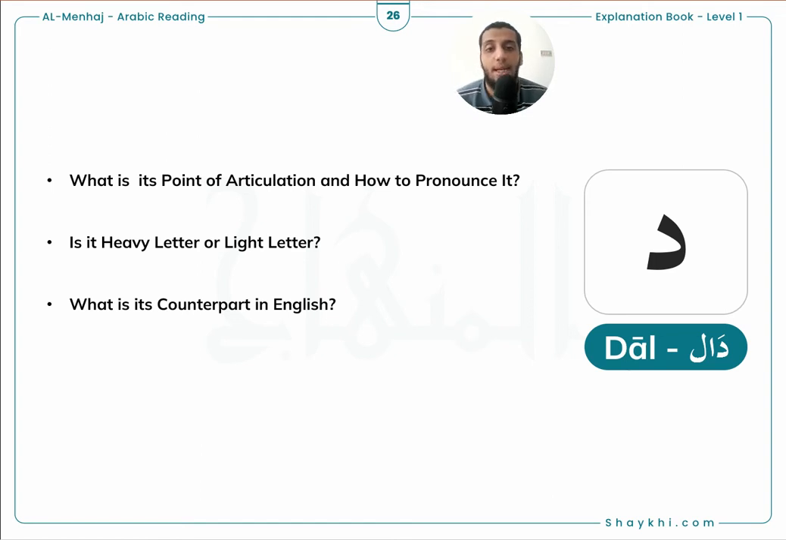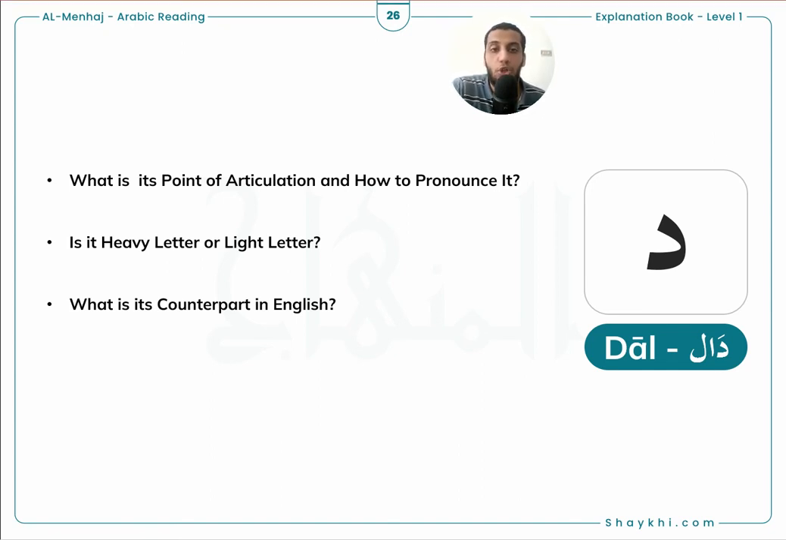Letter dal looks like letter D in English. For example, the word day, okay, date and day. These are the examples. Okay, so this is a counterpart of letter dal in English.